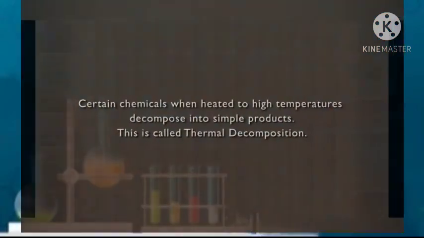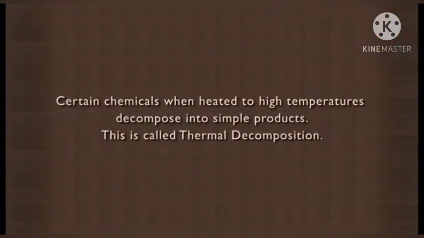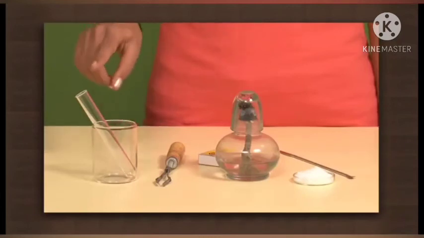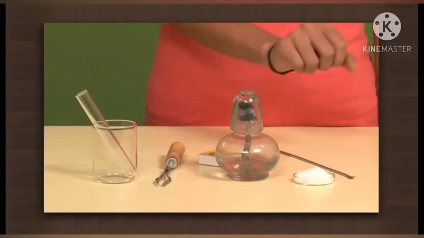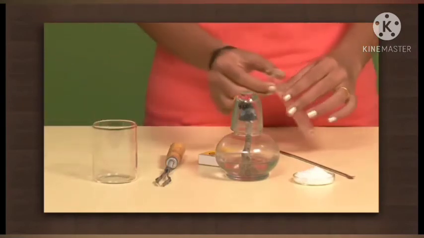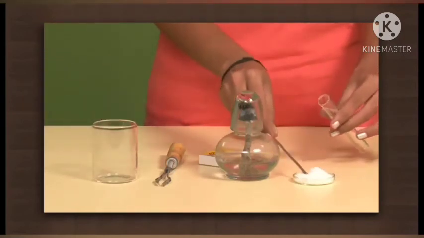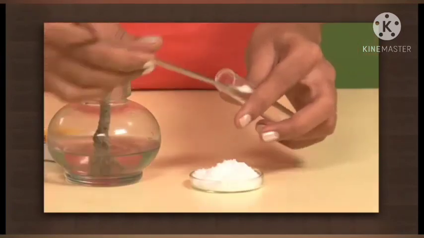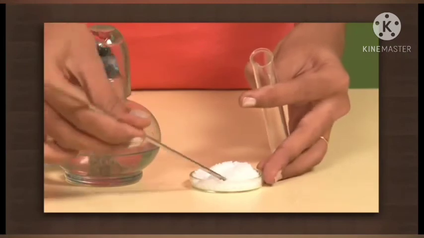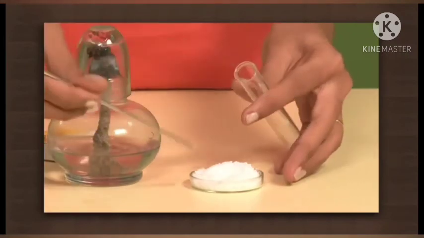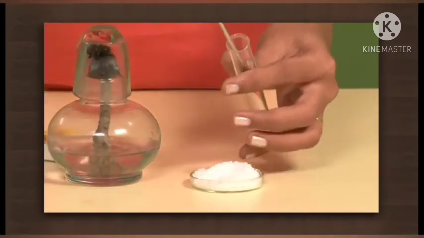Here is a demonstration of thermal decomposition of lead nitrate. We need a spirit lamp, lead nitrate powder, test tube, tongs and spatula. Take some lead nitrate, which is a white solid, in a hard glass test tube and heat it for some time.